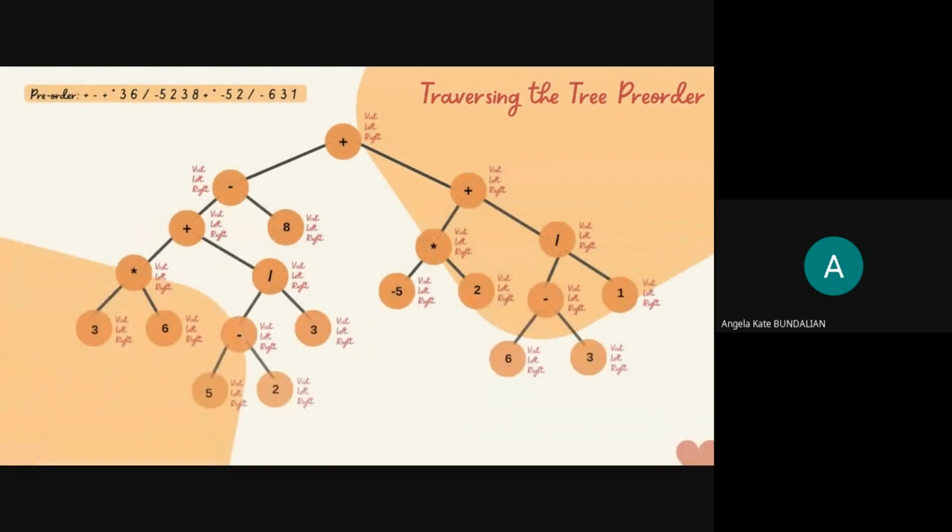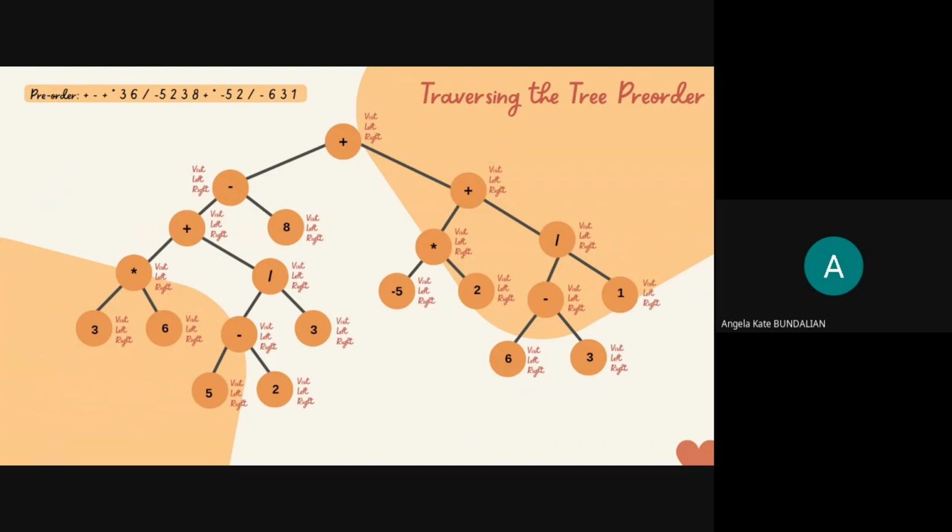Here are the steps in traversing a tree in pre-order. First is to visit the node, second is traverse the left subtree, and lastly, traverse the right subtree. We will use the binary tree we have constructed a while ago. First, we visit the root node, then print its value, which is plus. Then we move to the left subtree, visit it, and print its value.